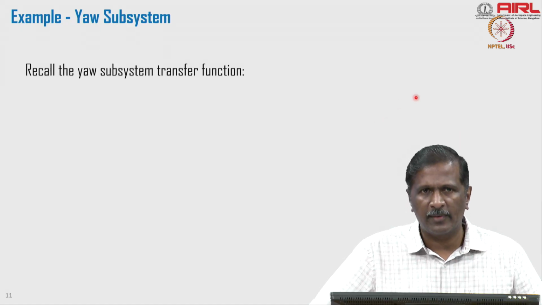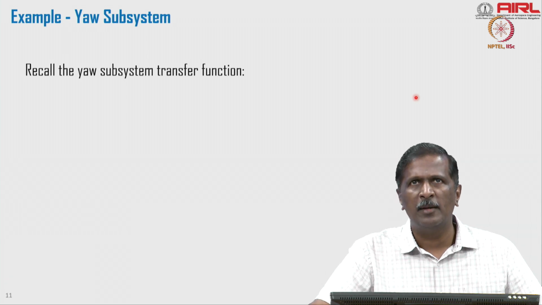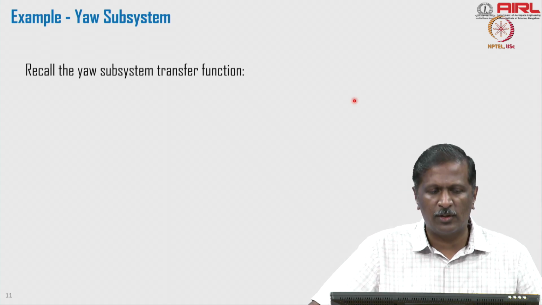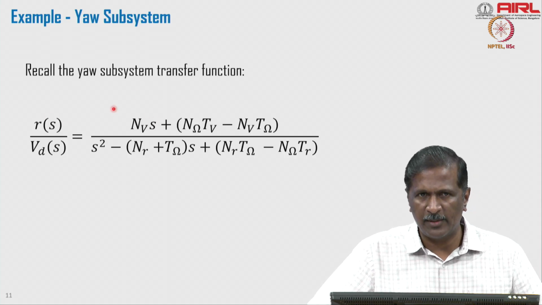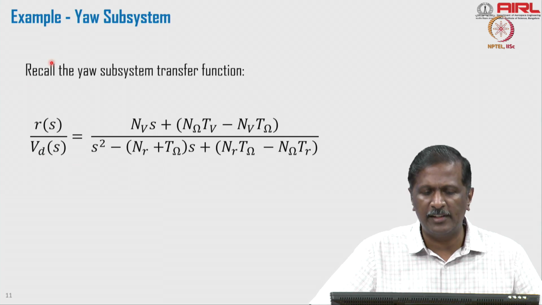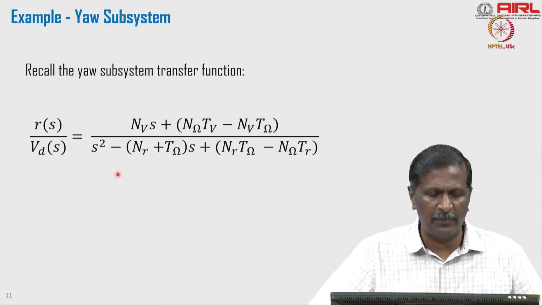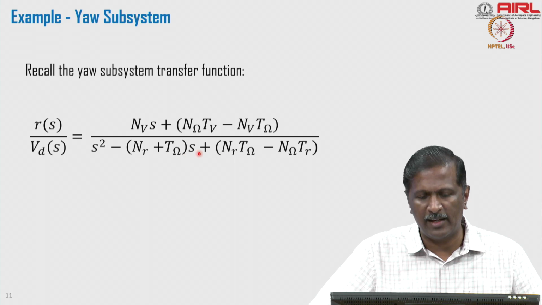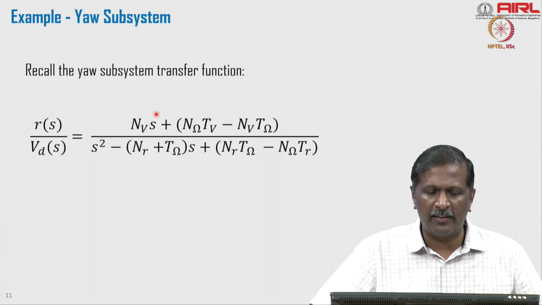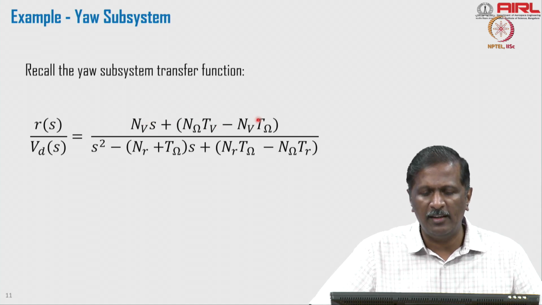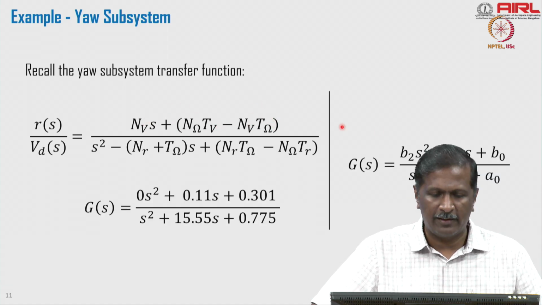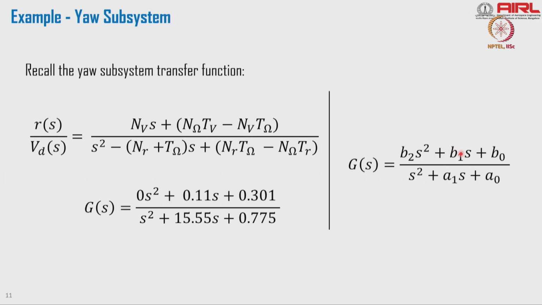The yaw subsystem. We have been discussing the yaw subsystem in the previous lecture also, where we talked about state space representation. Just to recall, the yaw subsystem R of S by Vd of S will be a second order system, S square minus Nr plus T omega S, plus Nr T omega minus N omega Tr. And the numerator will have NV S plus N omega TV minus NV T omega. If I compare with the general system, G of S will have S square plus A1 S plus A0 in the denominator, and B2 S square plus B1 S plus B0 in the numerator.